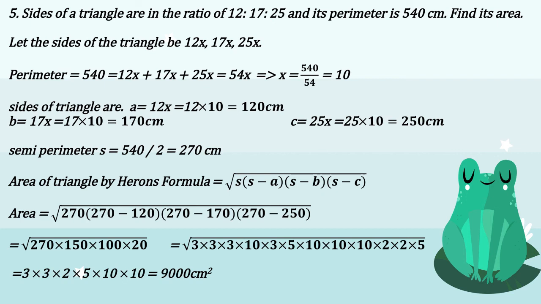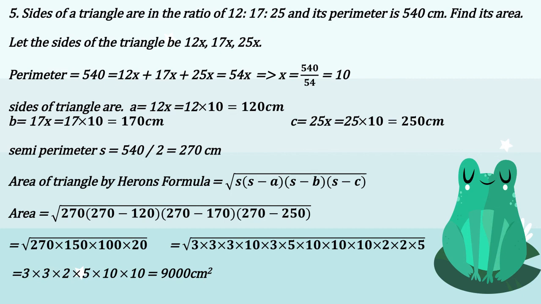So I will do the prime factorization of these numbers. 270 on prime factorization gives me 27 multiplied by 10, and 27 can be written as 3 cross 3 cross 3. 150 can be written as 15 multiplied by 10 and the factors of 15 are 3 cross 5. 100 can be written as 10 cross 10 and 20 can be written as 2 cross 2 cross 5. Now you see I have 3. How many 3's are there? 4. Means I can make 2 pairs of 3.